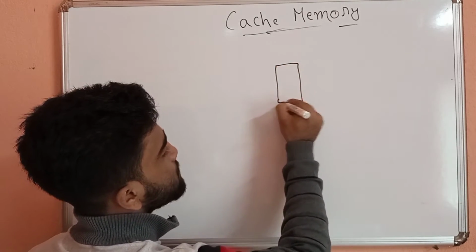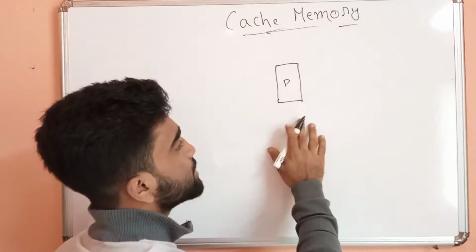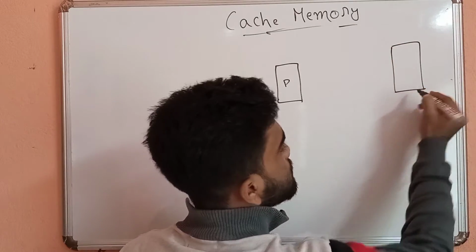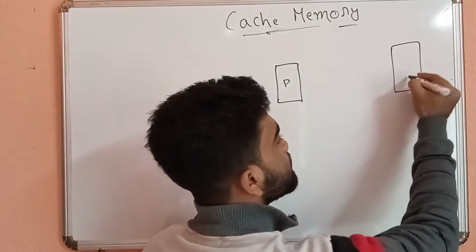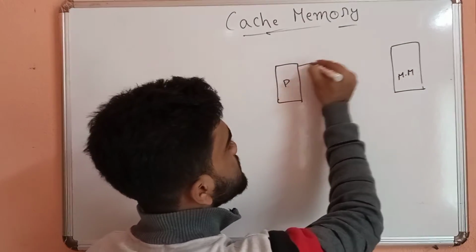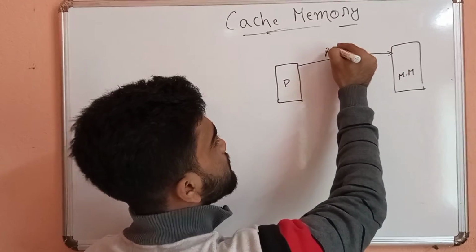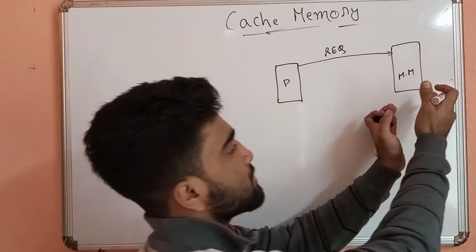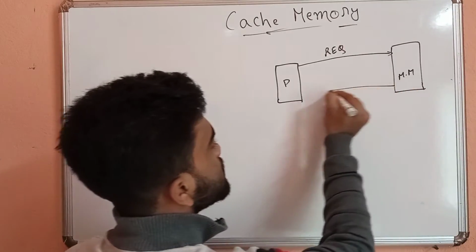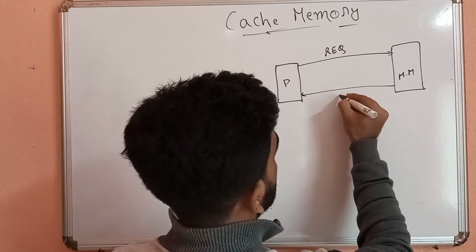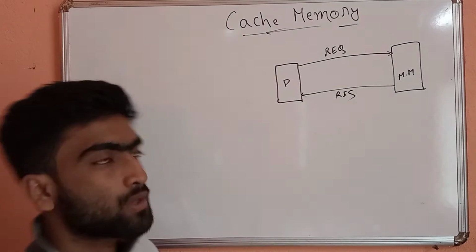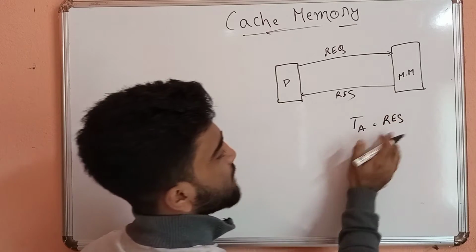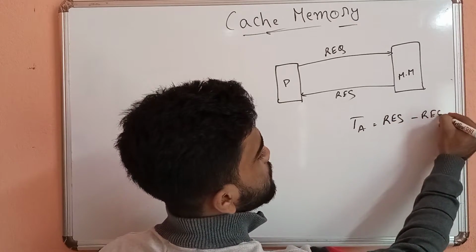This is a microprocessor, a processor. It wants to fetch or read some data from memory, and this is the main memory. It will obviously read from main memory. It sends a fetch request signal, and in response to that, if the data is present, main memory will send a fetch acknowledgement signal. The time between these is the fetch acknowledgement signal minus the request.